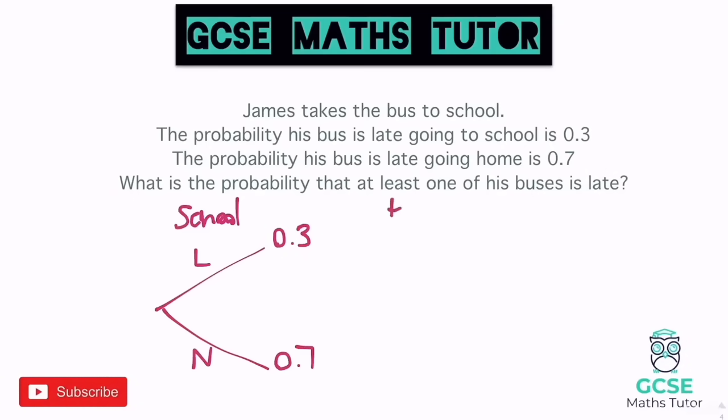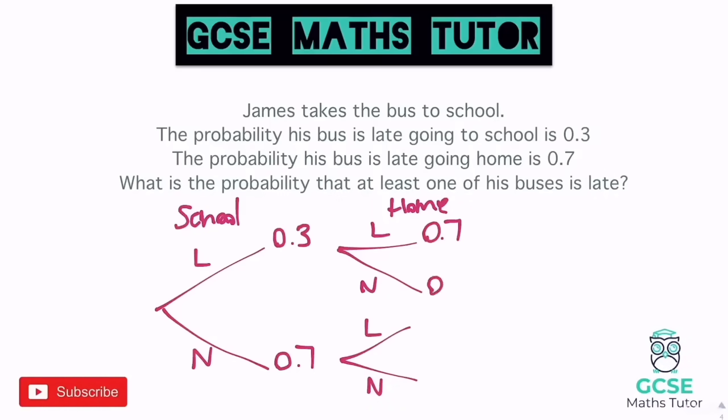Then we've got the next branch, which is going home. Now the numbers look quite similar here because we've got 0.7 in there again, but we've got late and not late, and again, late and not late. But this time it says going home, the probability that's late is 0.7, so this would be 0.7, and again 0.3, and the same below, so 0.7 and 0.3.